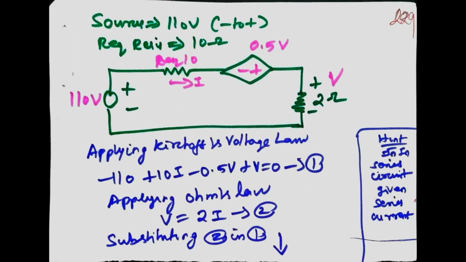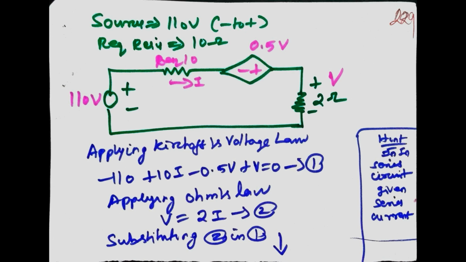The source 110 volt, in the opposite direction, so we operate 110 volt minus to plus. The required resistance is 10 ohm. From the equivalent circuit, 110 volt, the dependent source 0.5 volt, the required resistance is 10 ohm, and the 2 ohm resistance. We find the V value across the 2 ohm resistance in this problem.